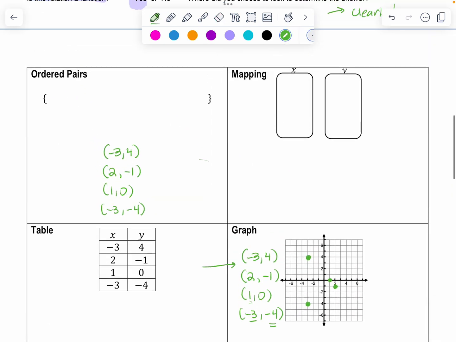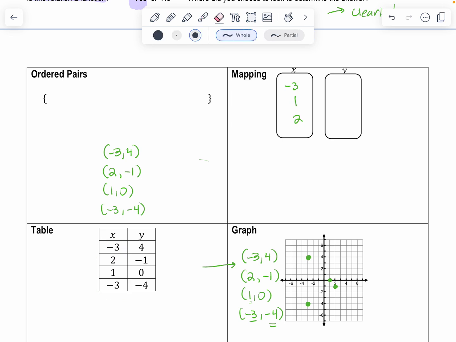Mapping. Always start with the smallest numbers, that's -3. I see -3 twice. I do not need to write it twice. In fact, you shouldn't. And I'll tell you why in a second. So I've got -3. Remember, we're going to draw arrows. So if I have an arrow out of this, I need to show an arrow from this too. And so I don't need to write it twice. Otherwise, every arrow would be the same.